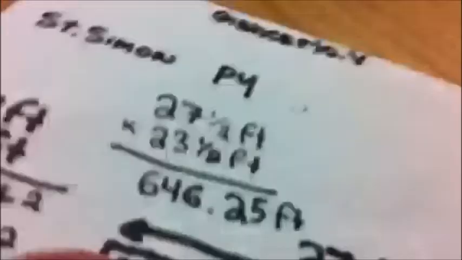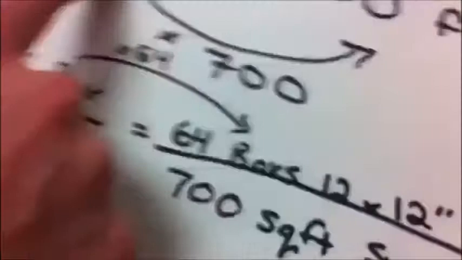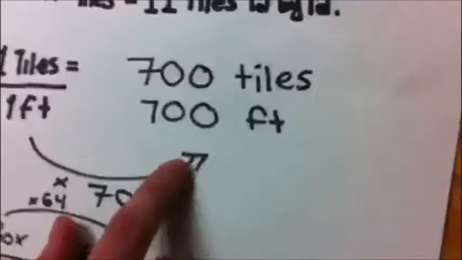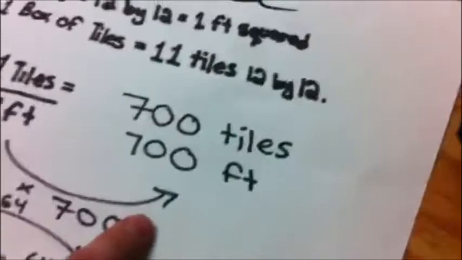So then I added the two totals from the rectangle and the square. So 84 feet plus 646 feet equals 730 feet, so approximately 700 feet. So now we figure out that each tile is worth 1 square foot. To figure out how many tiles we need, since it's 700 square feet, we times it by 700. So we figured out that we need 700 tiles.